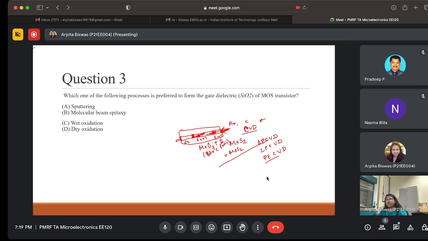Actually, in atmospheric pressure or low pressure CVD, we set the temperature very high, like 850, 1000. But when we want to deposit at low temperature, in that case we use plasma enhanced chemical vapor deposition. The oxidation process we will discuss further, and sputtering is a PVD process, physical vapor deposition. And then wet oxidation and dry oxidation.